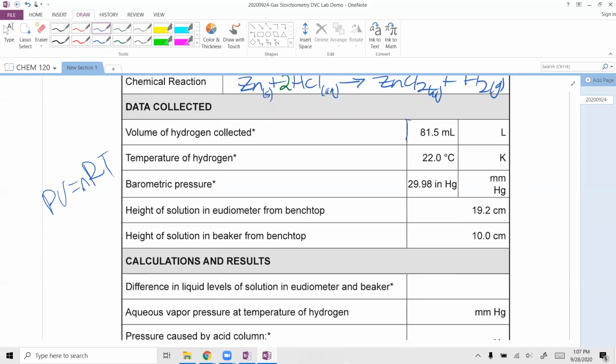So for our volume, the first part is we need to take that 81.5 milliliters. We need to convert it over into liters. Now remember that 1 liter is 1,000 milliliters. Cross our units, and so we get something like 0.0815 liters.